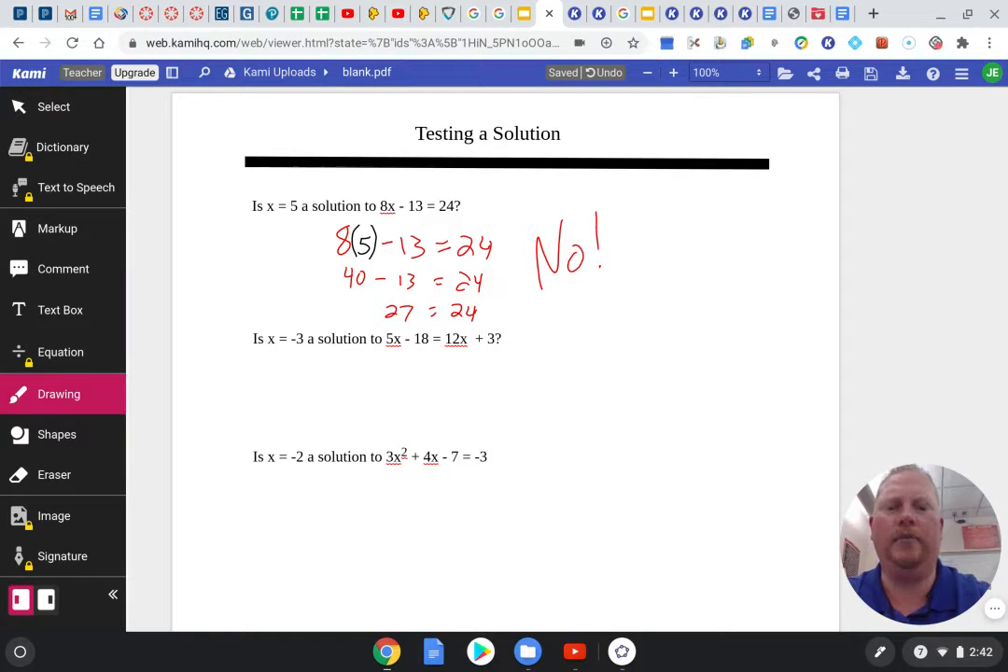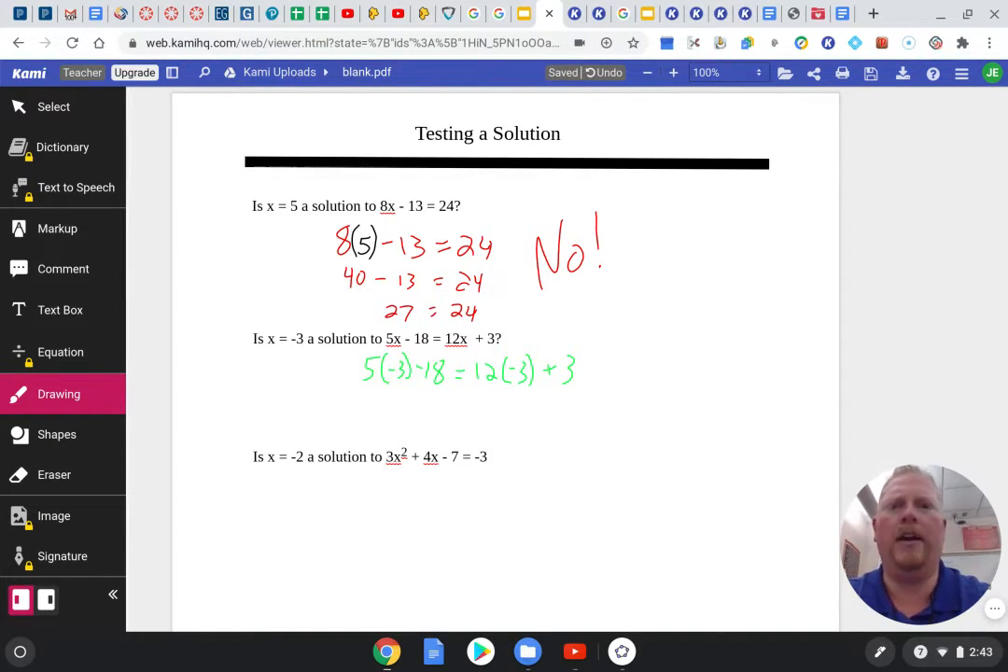Let's try plugging in negative 3 into this next equation. Is x equals negative 3 a solution to 5x minus 18 equals 12x plus 3? So I'll do 5, and then I'll put negative 3 where x is. And here's the thing, I have to put it everywhere that I see an x. So I have to put it where that 12x is as well.